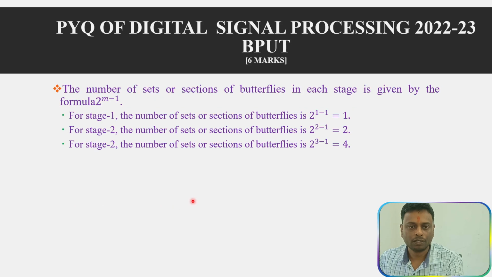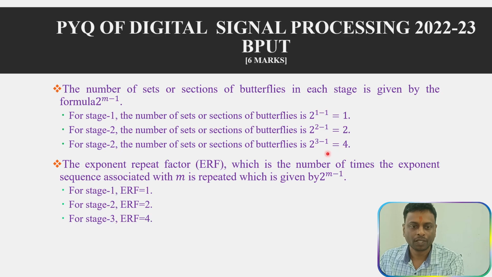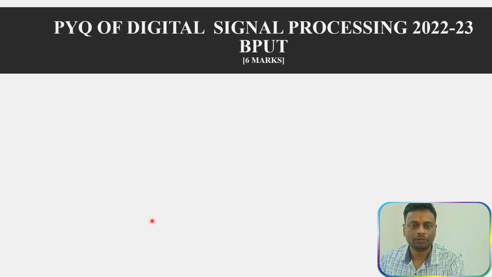Okay, so you can see the number of sets or sections of the butterfly in each stage. For stage 1, the number of sets of butterflies is 1. Similarly, stage 2 it is 2, and stage 3 it is 4. The exponent repeat factor, this is the k, means the number of times the exponent sequence is repeated. So in stage 1 it is only 1, in stage 2 it is 2, and in stage 3 it is 4. So let us see the diagram.